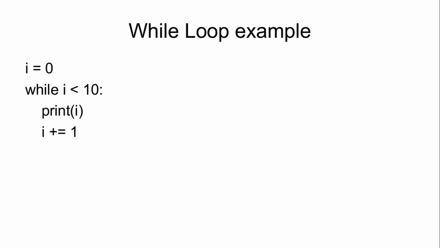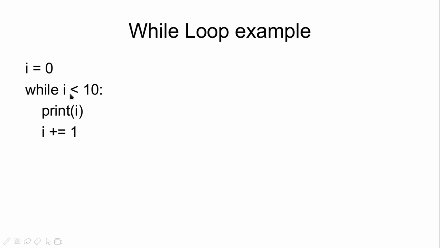It will print the value of i, which is 0. Then i will be incremented by 1. And then the loop condition will be checked again. The value is still less than 10. So the print statement will execute and print the value of i, which is 1. i will be incremented again, etc.